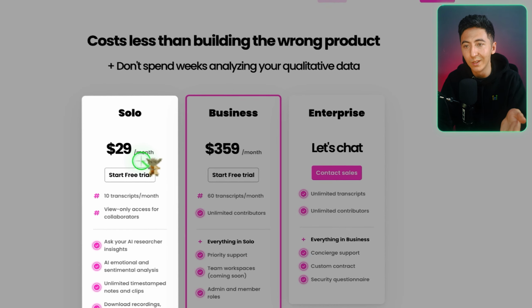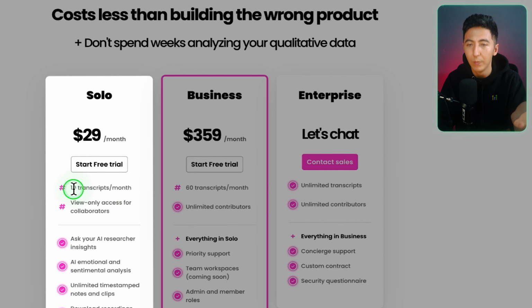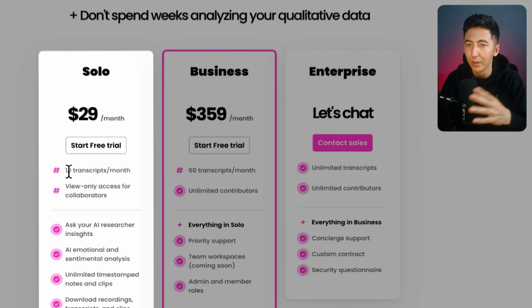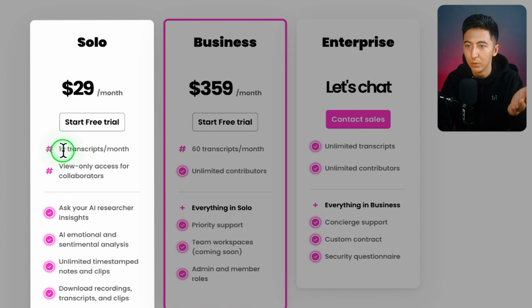Pricing with Hello is $29 a month, so slightly more than Otter, but you also get some extra features that you don't get in Otter, which are kind of cool, and you're limited to 10 transcripts a month.